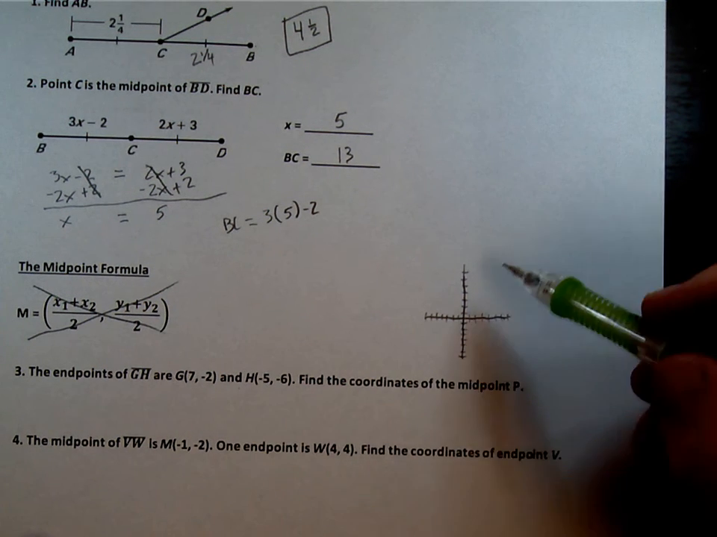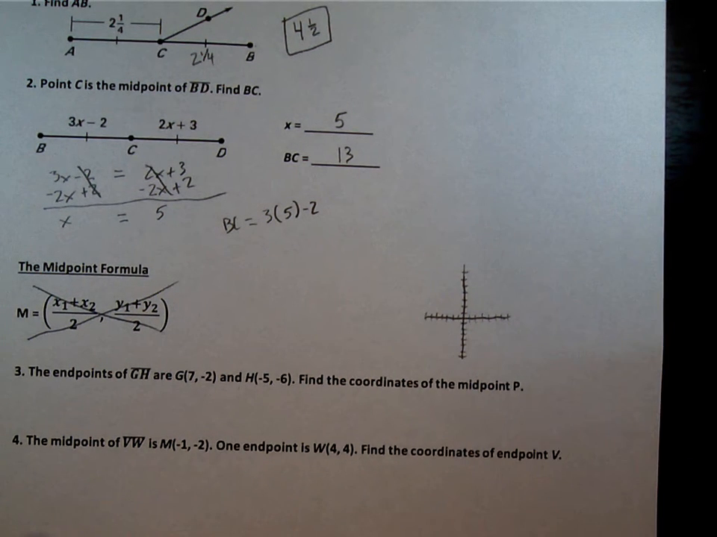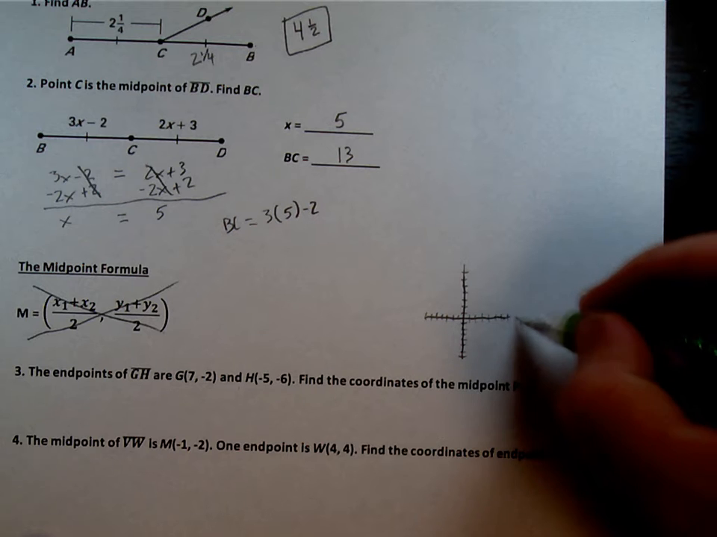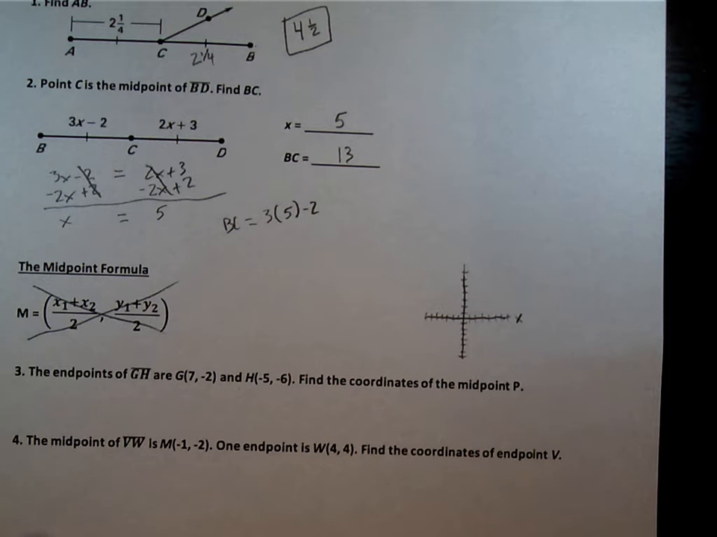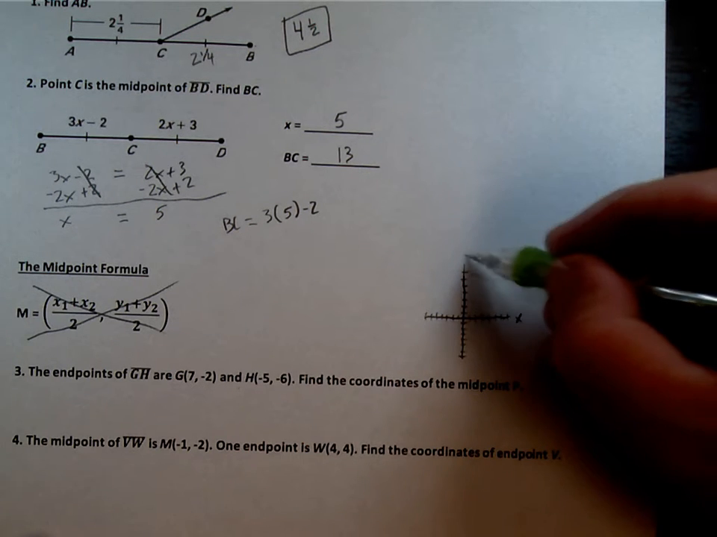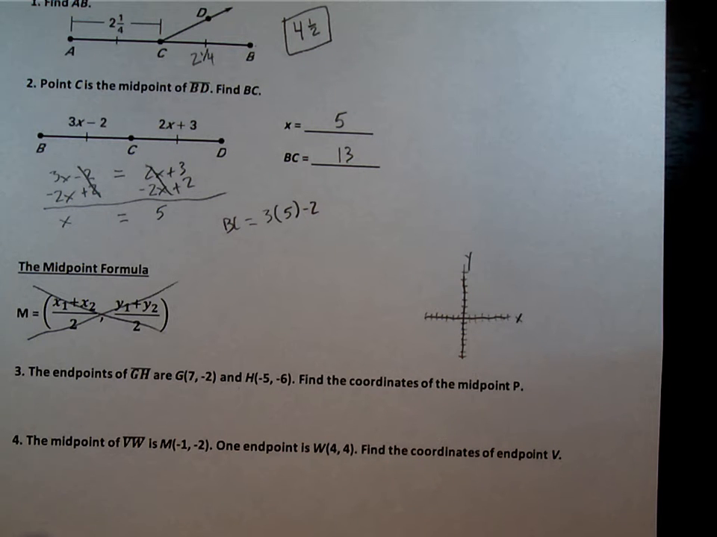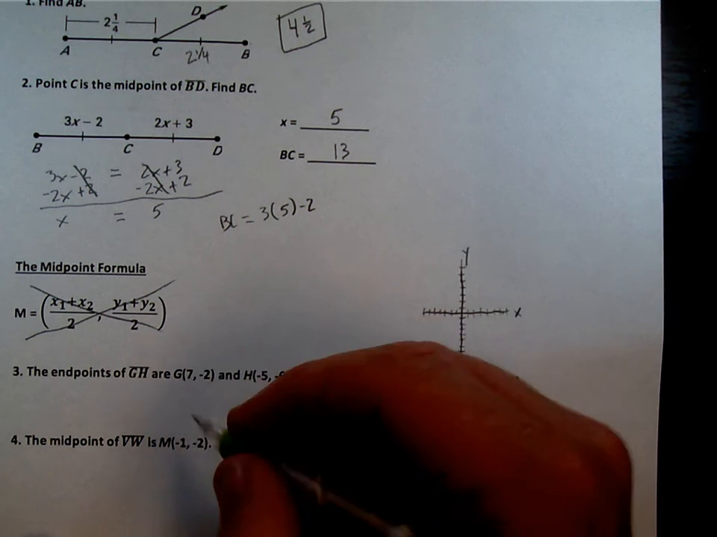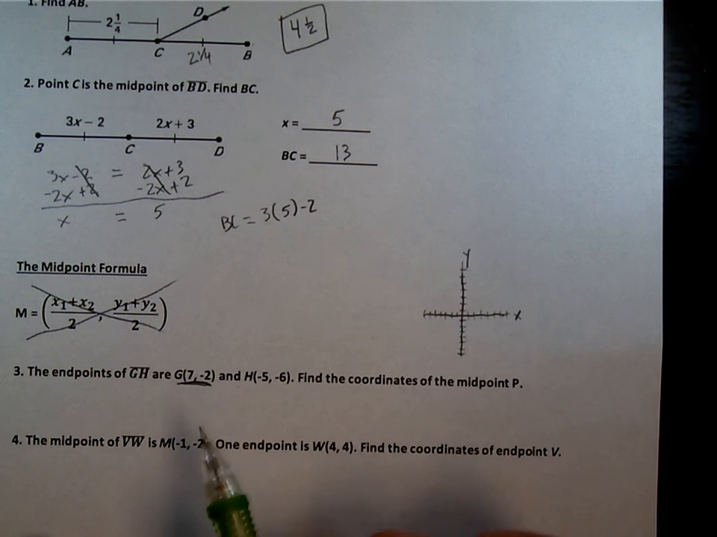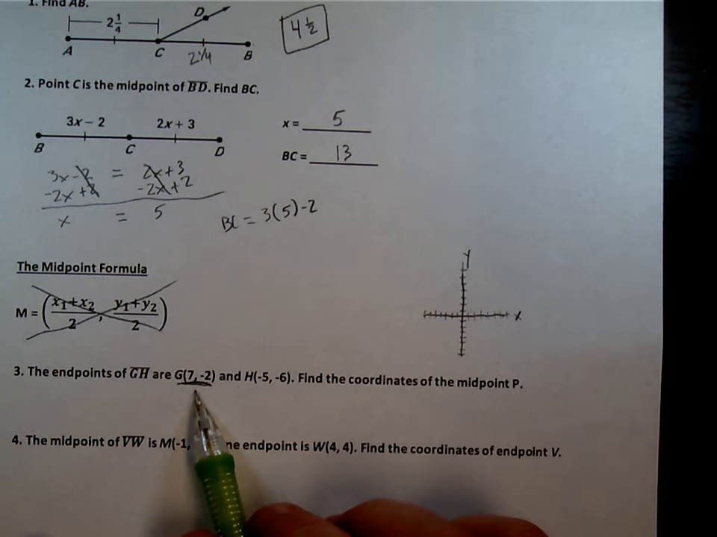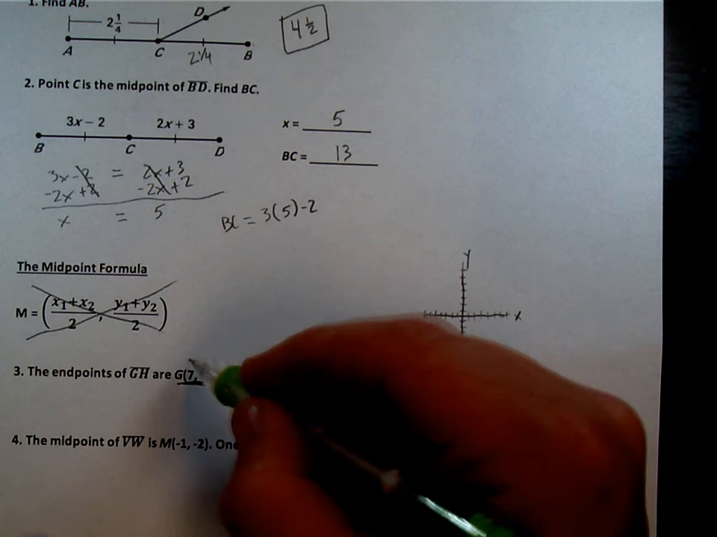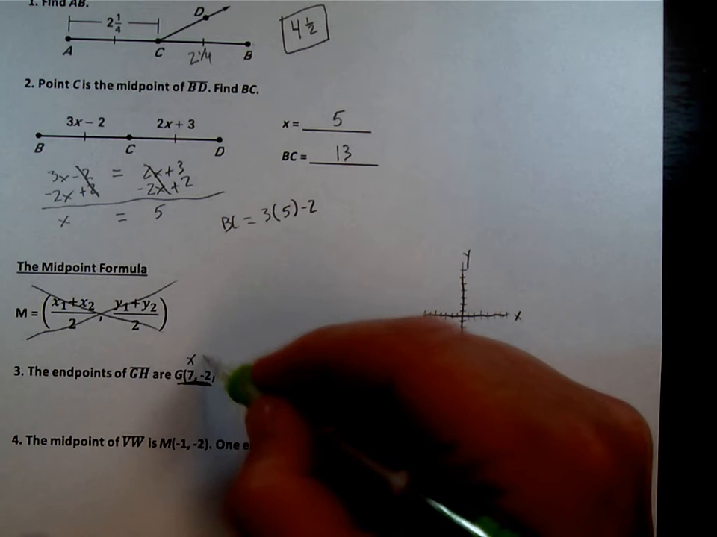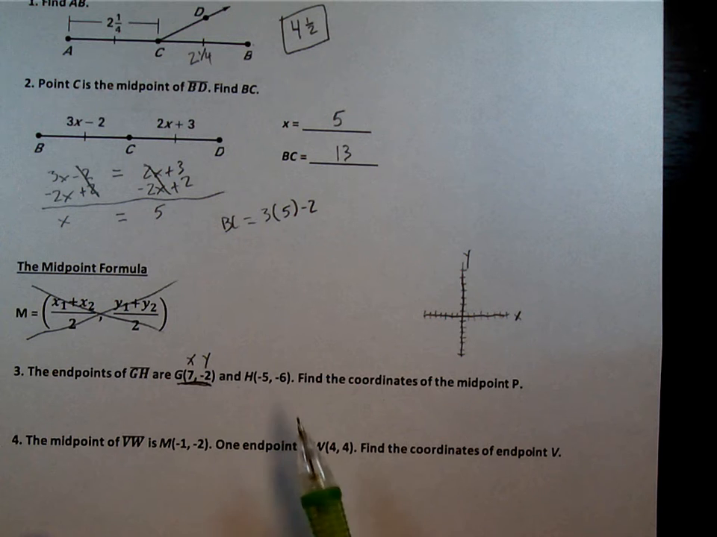Just to make sure we all remember how to graph a point. When we graph these lines, the horizontal axis we call the x-axis. I'm going to put a little x there. The vertical axis is called the y-axis. I'm going to put a little y there. Now when I go to an ordered pair, let's look at G here. G is the ordered pair (7, -2). 7 is the x-coordinate, and -2 is the y-coordinate. It's always in that order, x, y. So the first number is the x, the second number is the y.